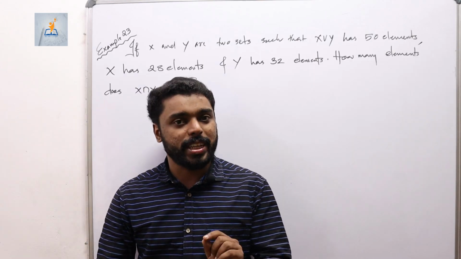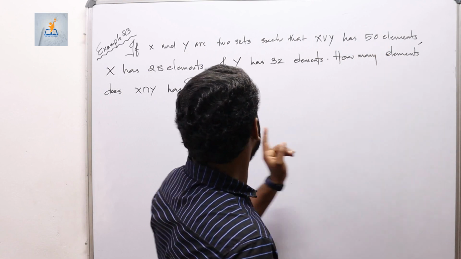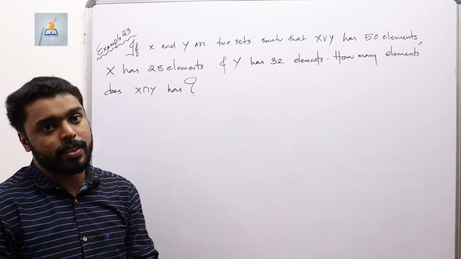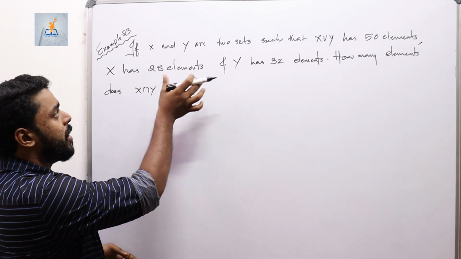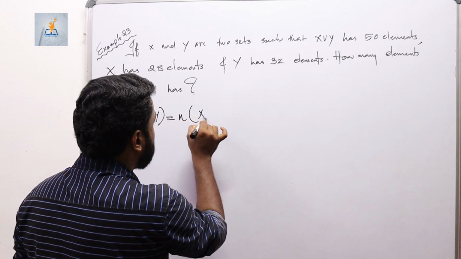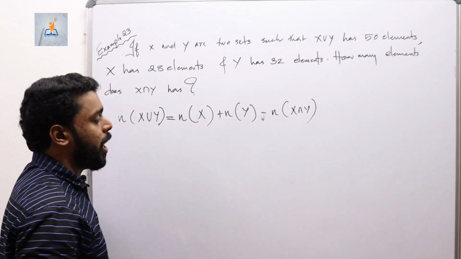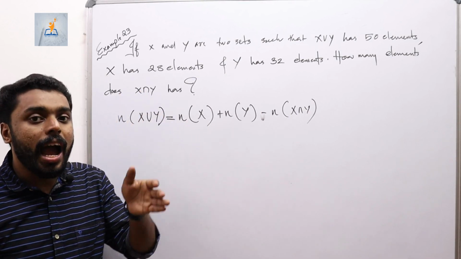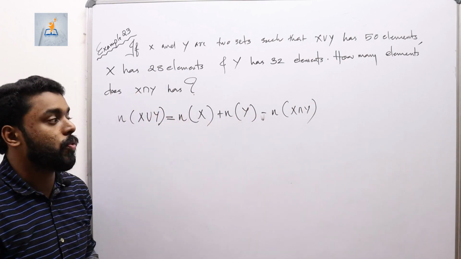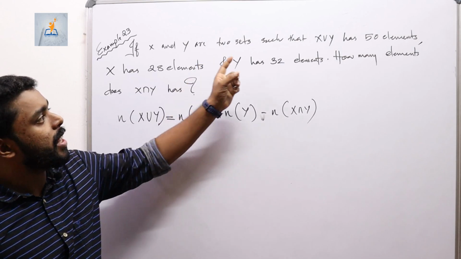Now we shall do example number 23 of your textbook. The question is, if x and y are two sets such that x union y has 50 elements, x has 28 elements, y has 32 elements, how many elements does x intersection y have? So this is our question, and we know that whenever x and y are two arbitrary finite sets, we know the formula n of x union y is n of x plus n of y minus n of x intersection y. So this is our formula, and we are asked to find out, always look into the question and identify what we have to find out. Here we have to find out how many elements x intersection y has, which means that we have to find out n of x intersection y, isn't it? So all other things we are given, with the number of elements in x union y.